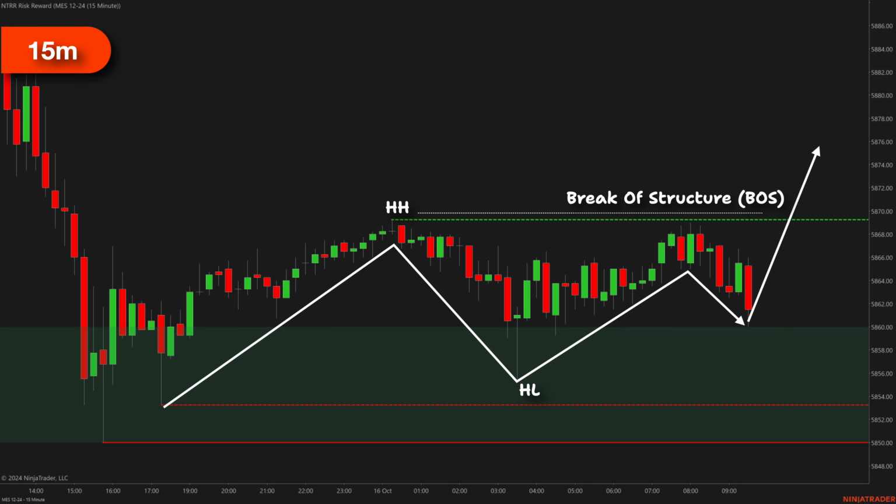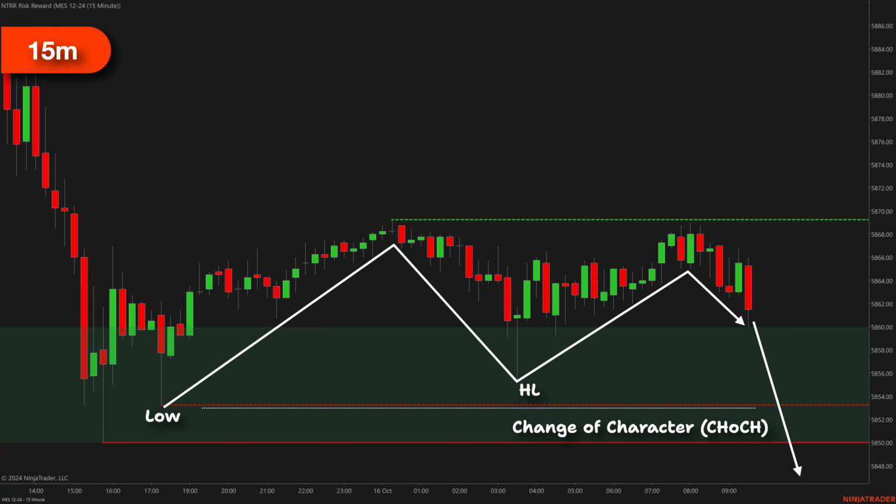Number 2, tracking breaks of structure. A break of structure occurs when the price breaks and closes above a previous high, indicating a continuation of a bullish market, or when the price closes below a previous low, signaling a continuation of a bearish market. Number 3, identifying changes of character. A change of character highlights a shift in market direction. For instance, transitioning from bullish to bearish or vice versa. This is a key signal that the market sentiment may be shifting.